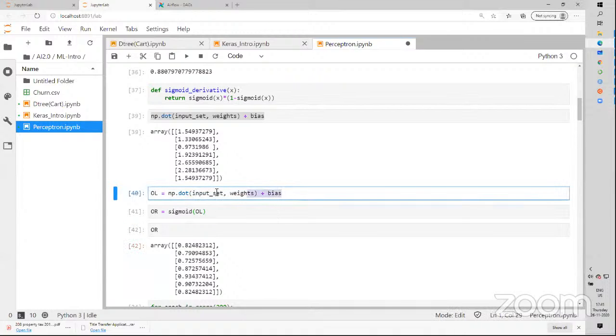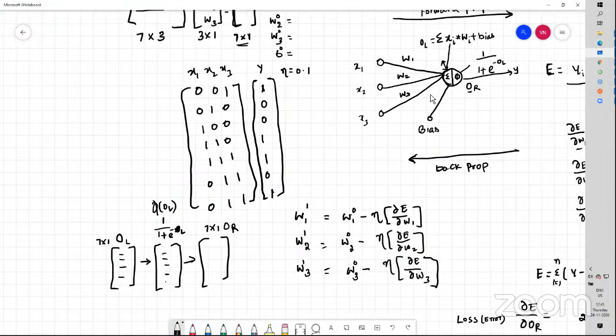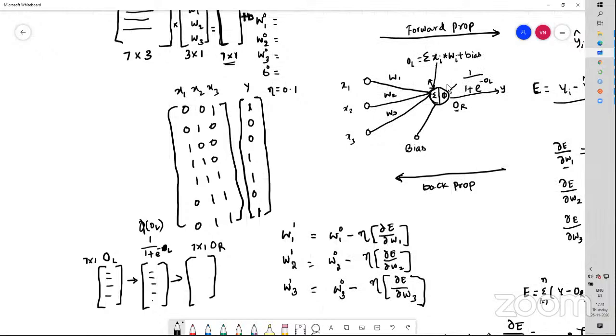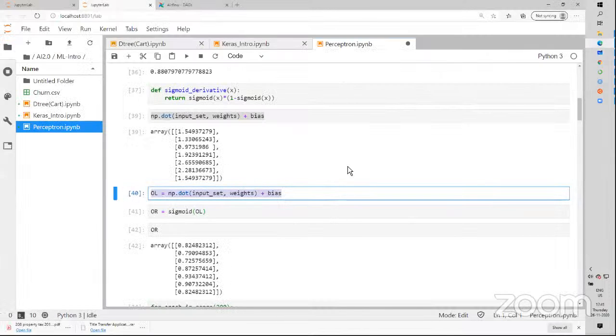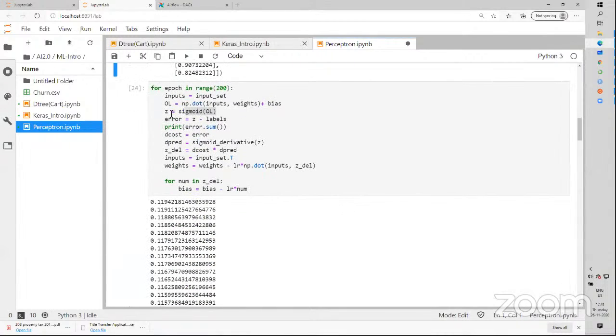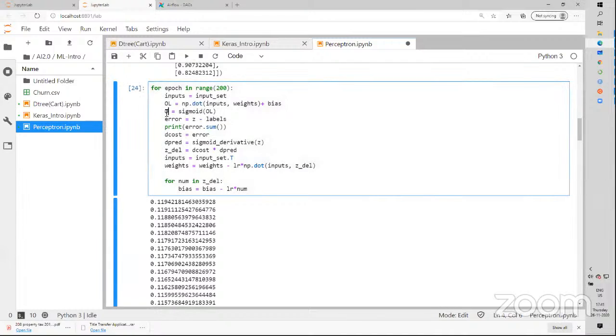So this is how we computed the output of the left hand side of the neuron, and the output on the left hand side is passed to the activation function, and from that we generated the output on the right hand side, and the output on the right hand side is nothing but our output for the first iteration. So we got this and we are calling this OR. Okay, let's call this OR so that when you read this code, you understand what OR is.